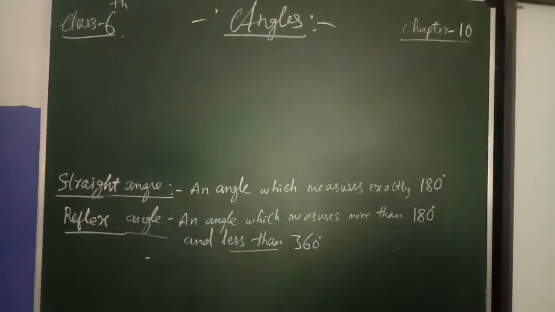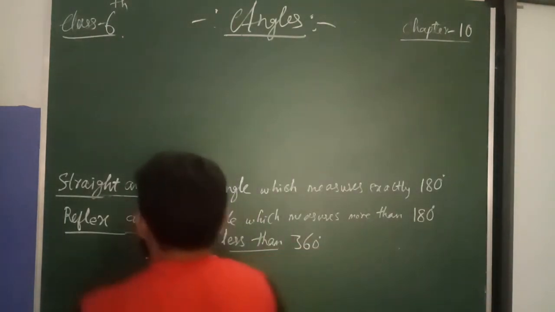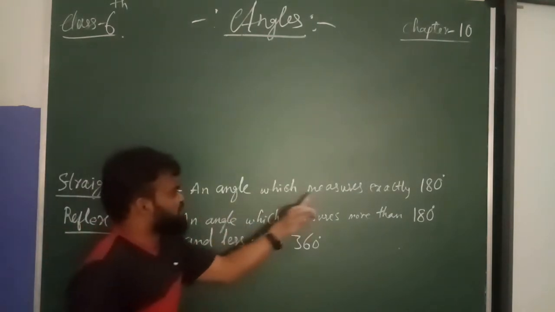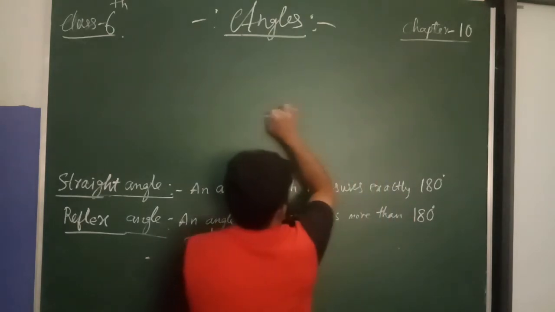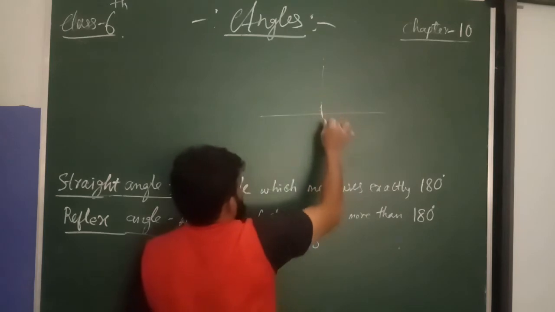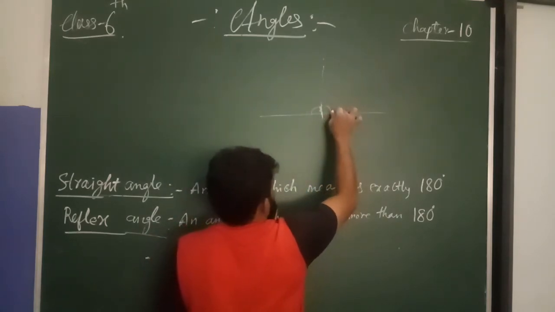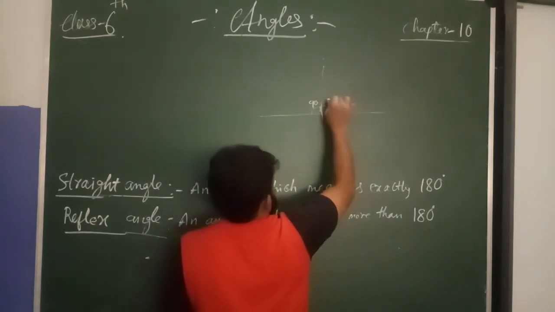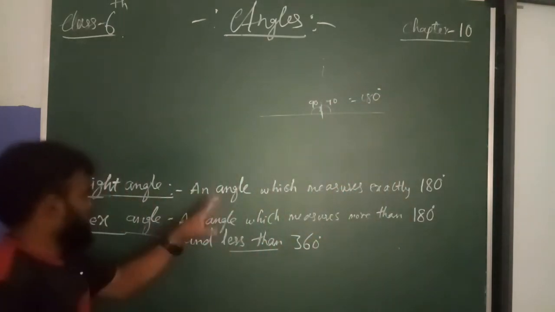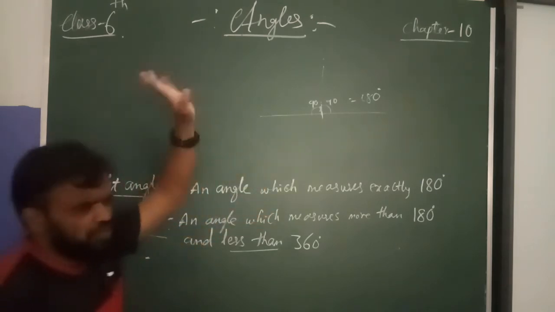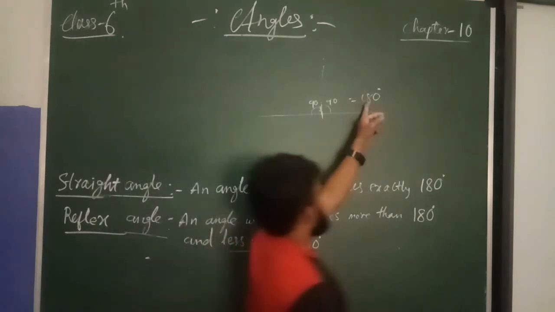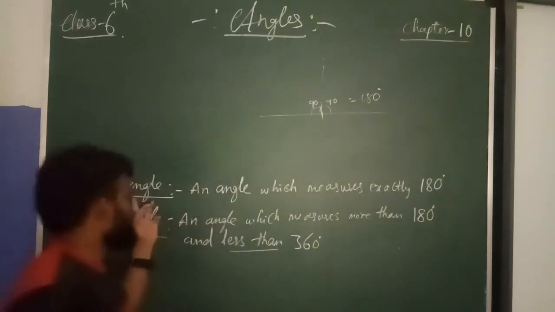Now the next definition is for straight angle. What is a straight angle? An angle which measures exactly 180 degrees. See, this is a straight angle. Here this is a 90 degree line, here also 90 and here also 90. If you add them, 90 plus 90, this is the straight angle. An angle neither more nor less, neither 170 degree, 160 degree, nor 210 degree. No. Exactly 180 degree, that's nothing but a straight angle.